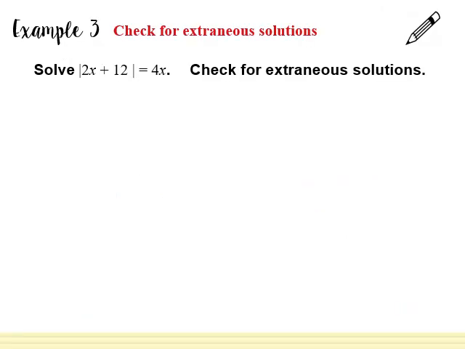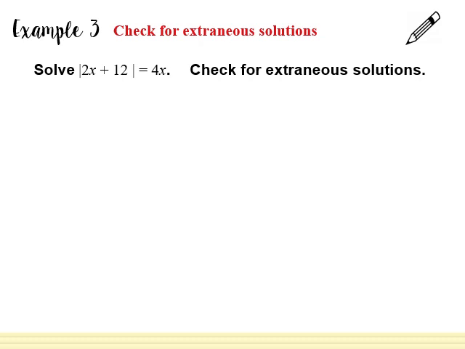Now I know that that's a little bit confusing, so I'll do another example just to get this idea solidified. So our 2 steps. Get the absolute value symbol by itself on one side of the equal sign. The good thing is on the left, I don't have anything else outside the absolute value symbol. So I get to skip step number 1.